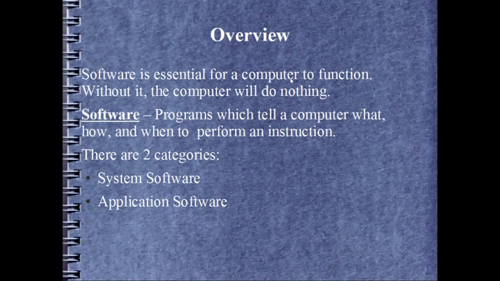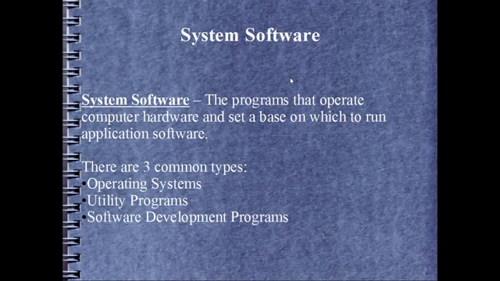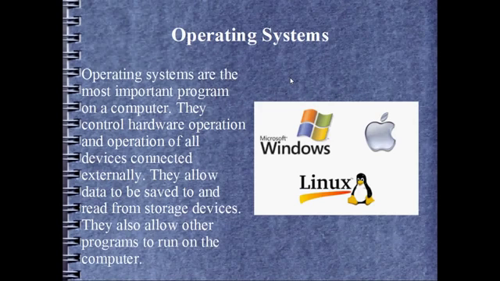There are two categories of software, and that's system software and application software. System software is the programs that operate hardware and allow other software to run. Three common types are operating systems, utility programs, and software development programs. Now, operating systems are the most important software. They control everything. They control all the devices that are connected to the computer, all the hardware inside the computer, data, storage, all that.